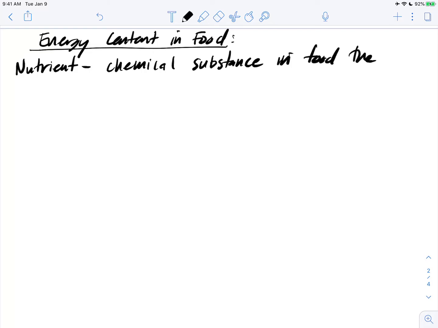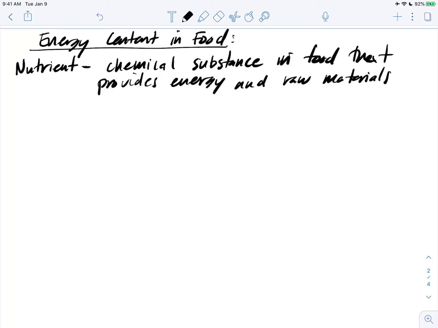that provides energy and raw materials required by chemical reactions.